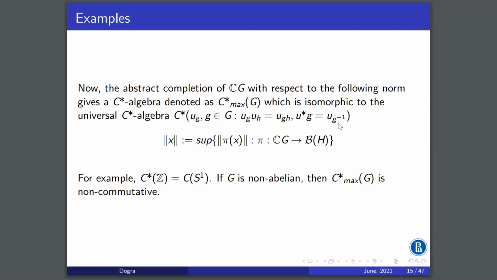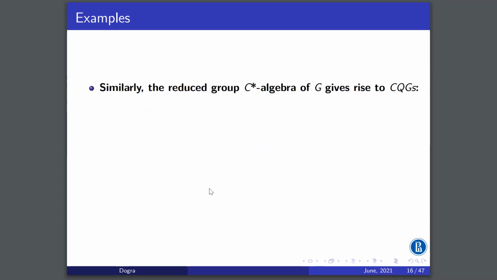For example, if the discrete group we're starting with is the group of integers, then the C-star algebra associated to it is exactly the one associated to the sphere. And again, if the group we're starting off with is non-abelian, then the max C-star algebra is non-commutative. So this is one of the very conventional ways to construct non-commutative C-star algebras.